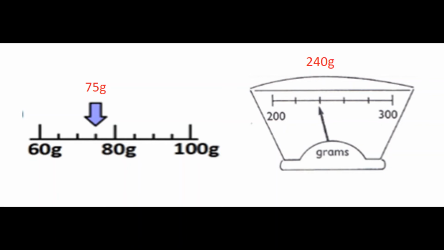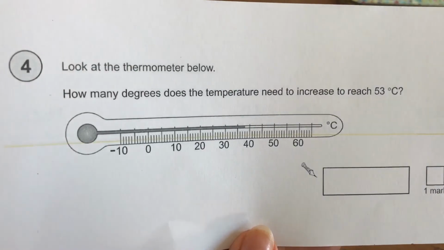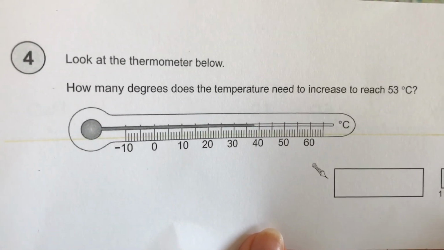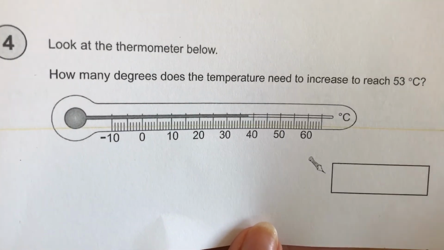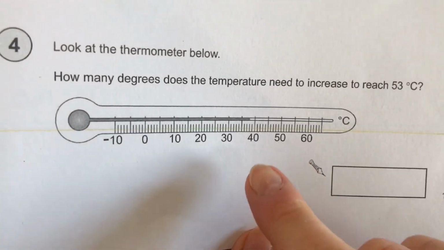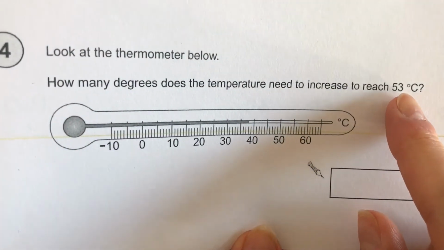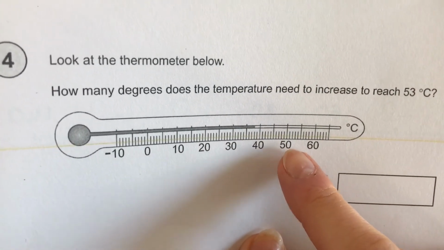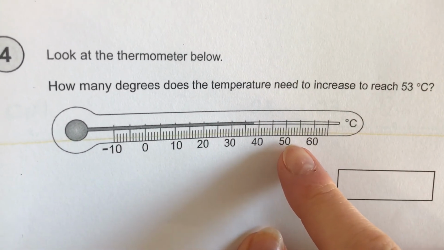Okay, we're going to have a look back at question 4 now from page 16, because that's a very, very similar thing to what we've just been doing. Okay, right, so this question is very similar to the ones that we've just been doing. So what I would recommend to start you off is to work out where 53 degrees Celsius actually is on this scale, because if you don't know that, you're going to struggle to work out how many more you need.